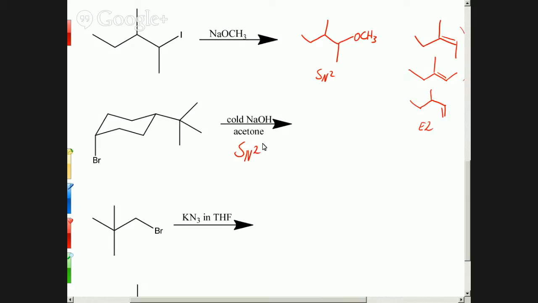What do you think? Is that what you were also thinking? Mostly? Okay. Yeah, so you've got a secondary carbon again. You've got a strong nucleophile, but a small one, and it is also a strong base. Sodium hydroxide is a small base, very small actually. So the fact that it's cold and that it's in this aprotic solvent tells us likely that we're going to get SN2 substitution. How do you draw the SN2 substitution product in this case to make sure that the stereochemistry is correct?